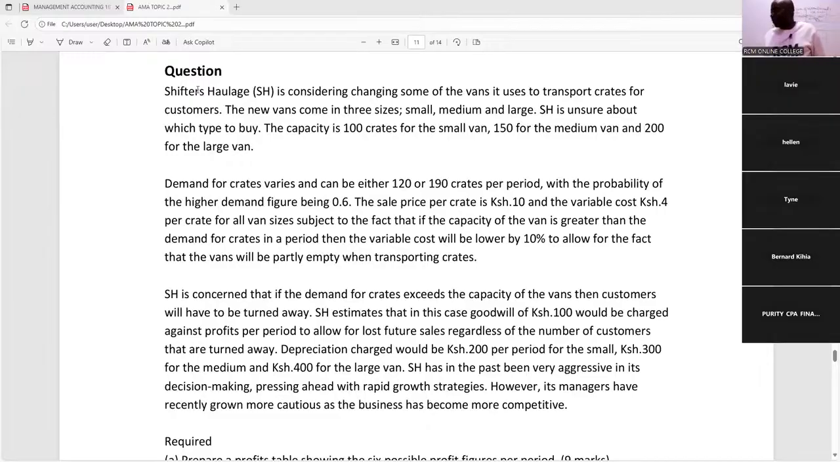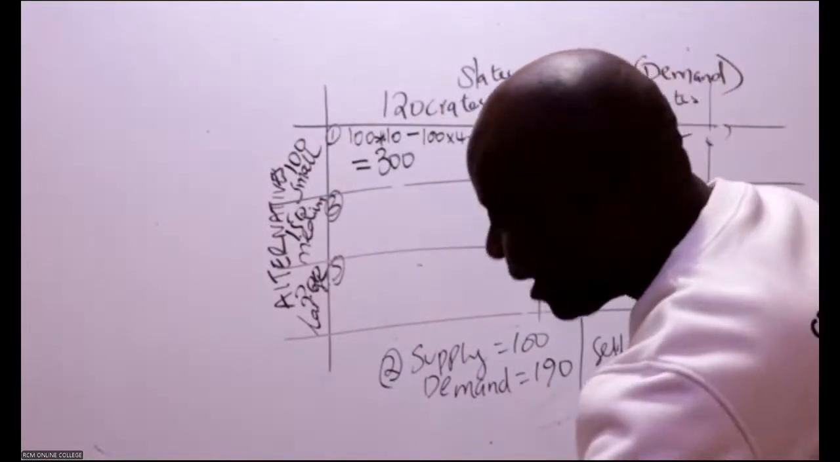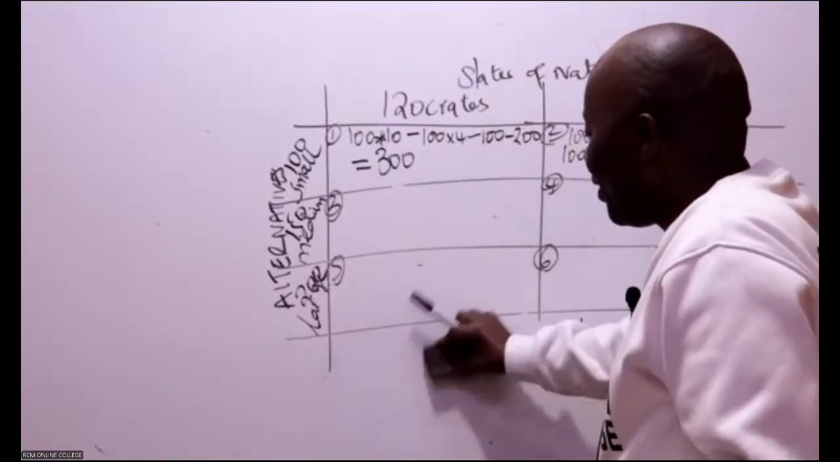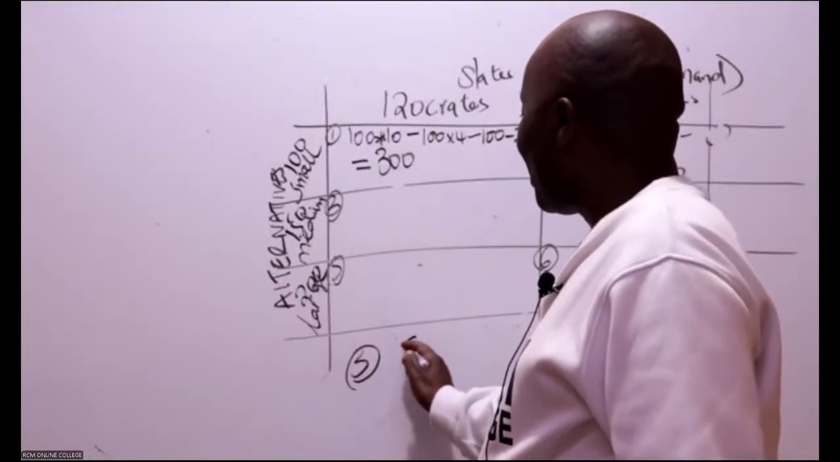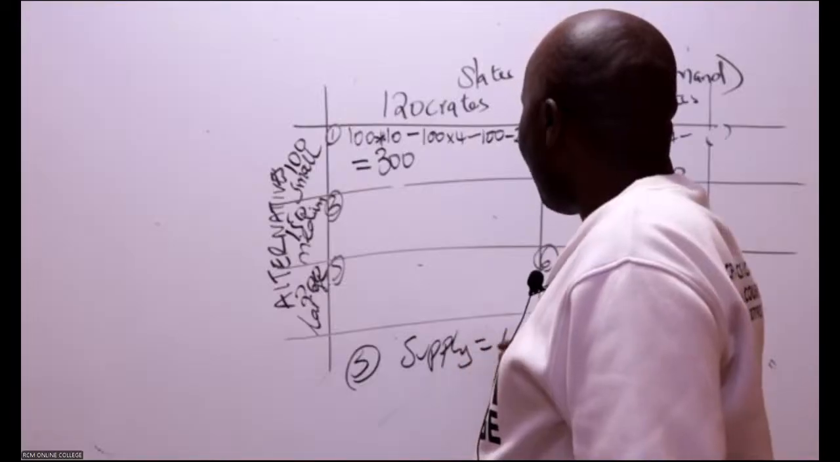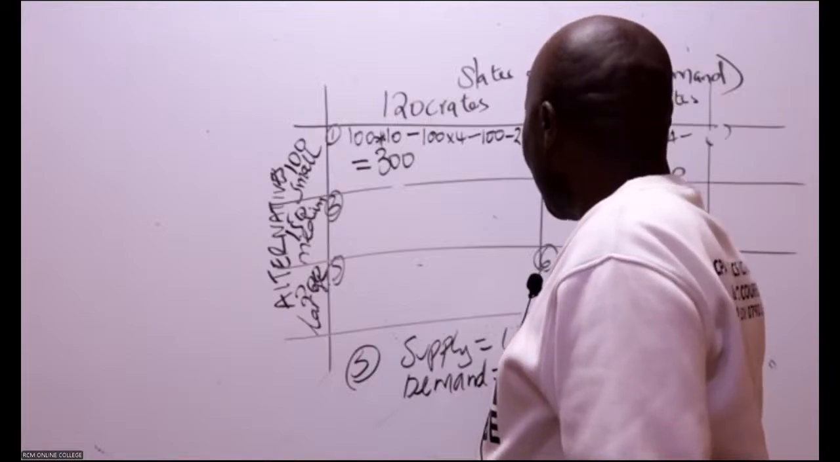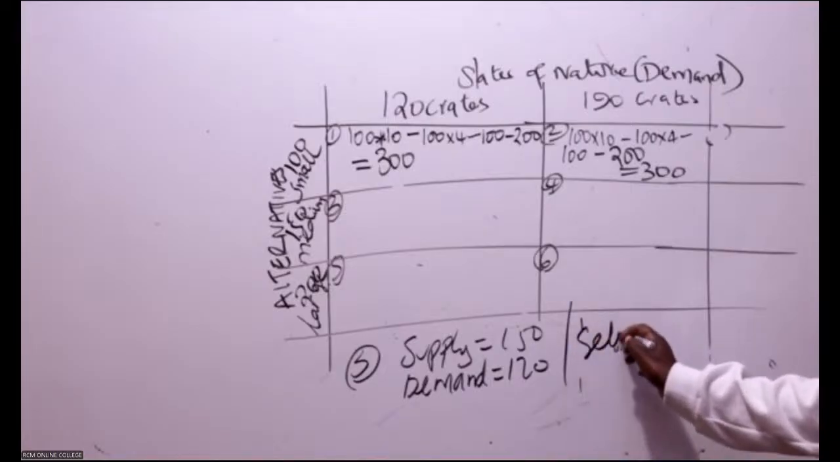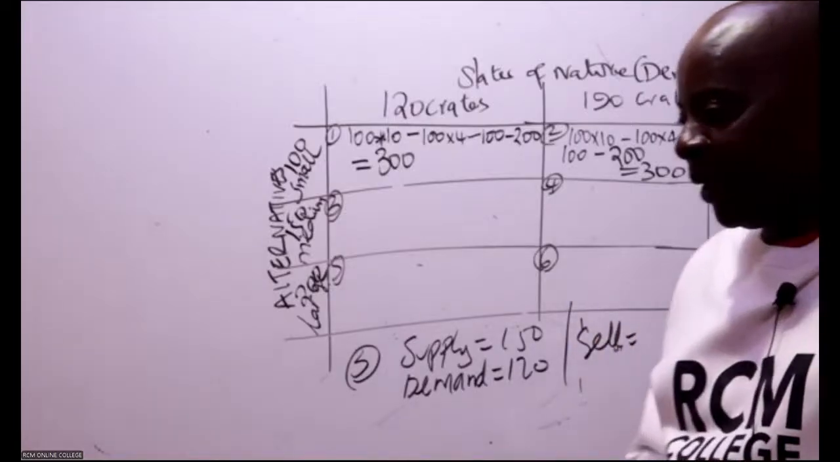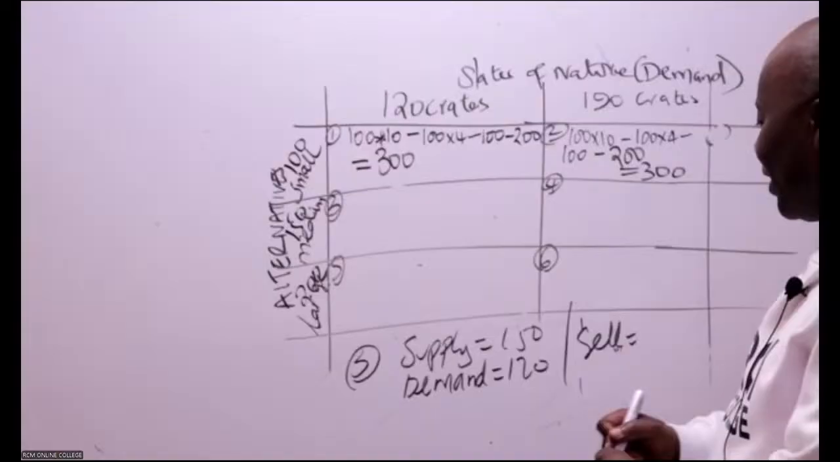All right, so let's strike a deal here. We go, ladies and gentlemen, to this third cell. So the third cell, what is happening here? The supply is 150, but the demand in this case is 120. So how many will I sell? Please participate. How many do I sell? The lower. I sell the lower, isn't it?